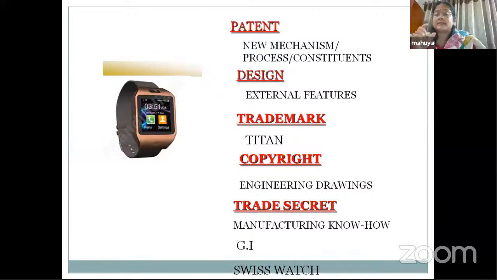So I'm going to give a simple example of how different intellectual property can be covered in one item. This watch, its process constituents may be protected as patent. Its external feature is protected as design. If a solar system is attached with this watch so that it can be charged automatically, and it is basically a mobile system, then it may be a new invention and it will be under the patent system. And Titan, trademark is Titan, copyright is engineering drawing and trade secret is manufacturing know-how. GI is Swiss watch. As you all know, the Swiss watch is worldwide famous.